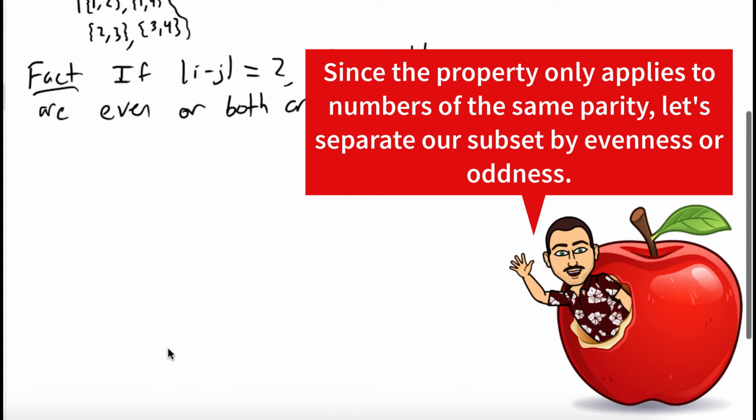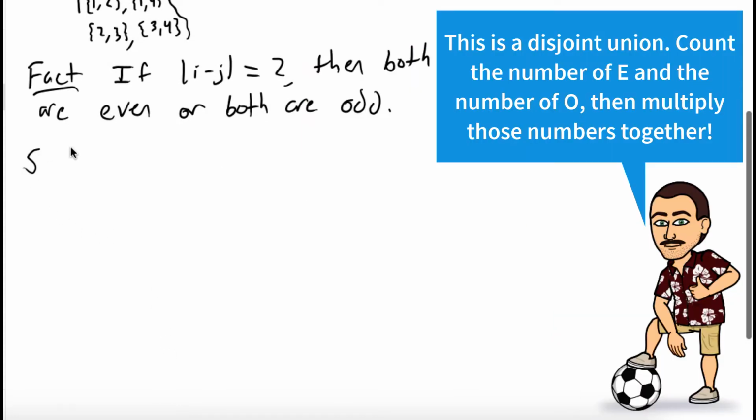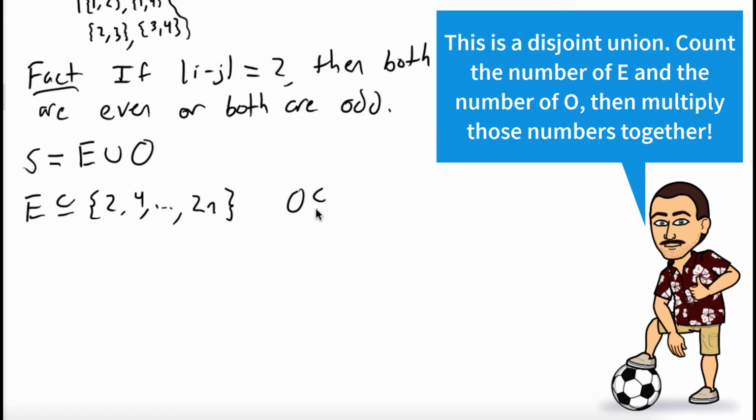So we're going to take any subset of the numbers 1 through 2n, and we could write it as a union of the even components and the odd components. So here E will be a subset of 2, 4 up to 2n, so the even numbers. And O will be the subset of the odd numbers, 1, 3 up to 2n minus 1. So now really what we want to do is to count how many even or just odd subsets there are.